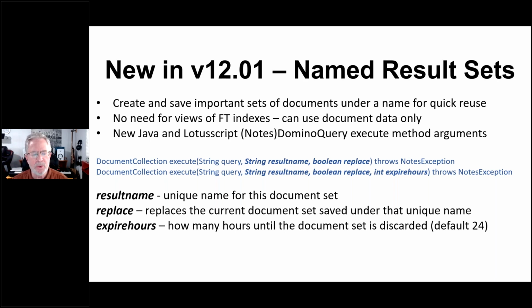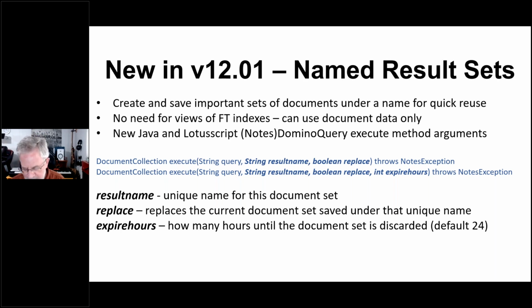Replace says, I want you to overwrite if there's a result of that name already out there, if you already saved a set of results, replace it. And the final argument on that is the expire hours. How long do you want to keep this set? Of course, they take up space, and it might not be something you want even an hour from now, so you can pass that in as well. What this does is create a set of documents you can retrieve using DQL very quickly. I mean, 1,000 times faster than any other mechanism.